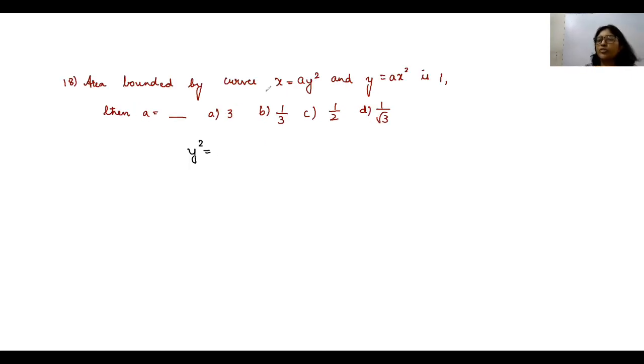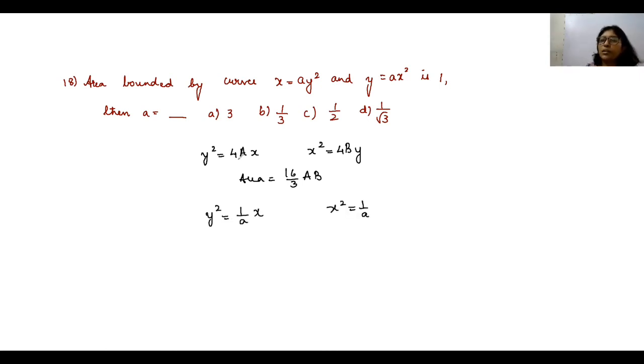In this question, we want to find the area bounded by curves, both of which are parabolas, and the area is given as 1, we have to find a. So if the standard equation of a parabola is given, then the area bounded is 16 by 3 ab. Now the parabolas given here are y square is equal to 1 upon a x and x square is equal to 1 upon a y. Compare the values and write the area. 16 by 3 is going to be there.